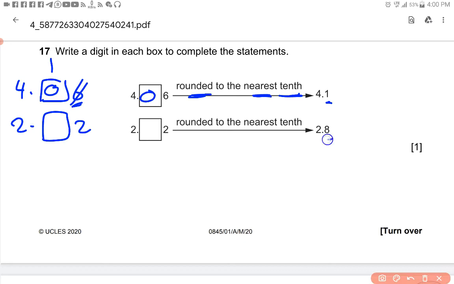Here 8. 2 is a small number. Here this number doesn't change the tenth digit. So here it will be 8. So here you will put 8.